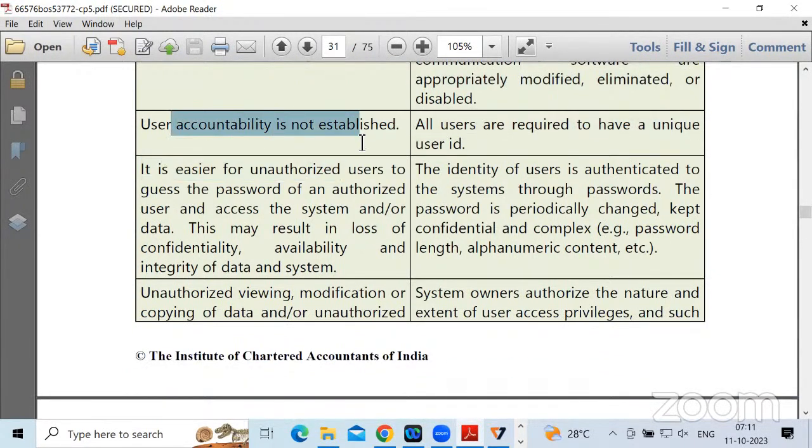User accountability is not testable. What do you mean by user accountability? The person who is doing the operations using the username and password is held responsible. They have to have a unique user ID. All users are required to have a unique user ID. What is unique user ID? See, suppose 5 users are accessing one computer, let's say shift A, shift B, shift C. If all users are given the same username and password, you do not know during which user's active time the attack was made. So each user has to be given a separate password. That's it.